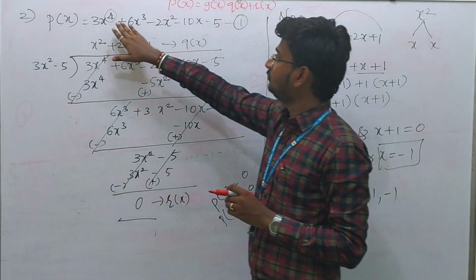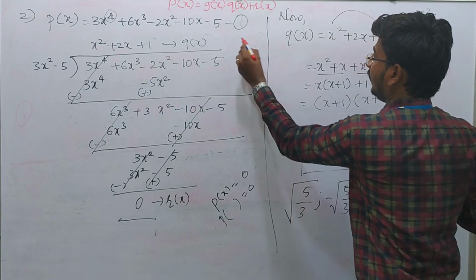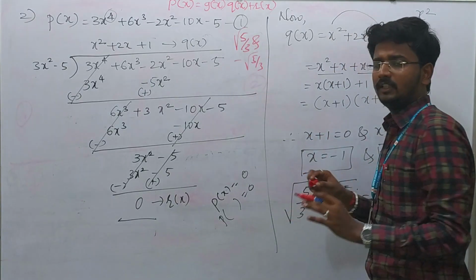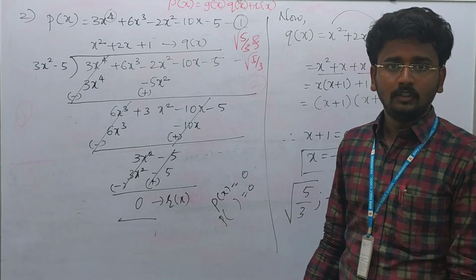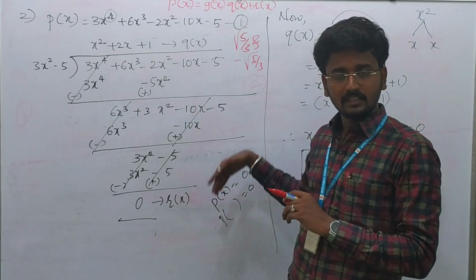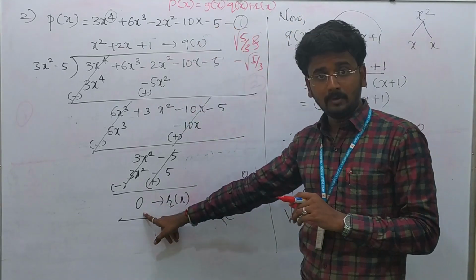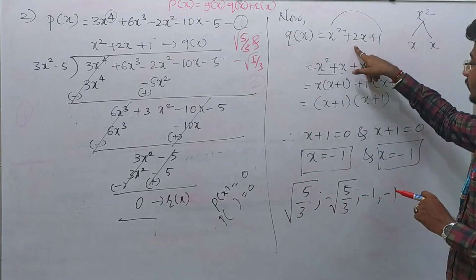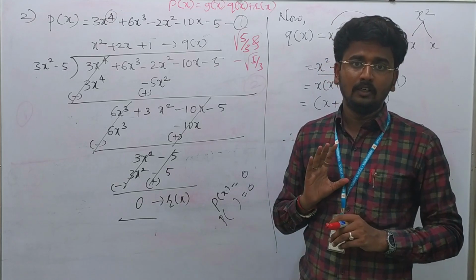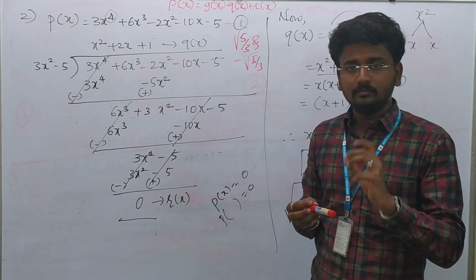Or they may give you some biquadratic polynomial. They may say two roots are already given as root 5 by 3 and minus root 5 by 3. Even they may give root 2 and minus root 2, or root 3 by 2 and minus root 3 by 2. Apply the same procedure I have discussed. Get the value of g of x. Apply long division. Remainder will be 0. Take that quotient value and get the remaining two roots. So this is how we do it. I hope it is clear. And if you have any doubts, you can ask me by sending a message.